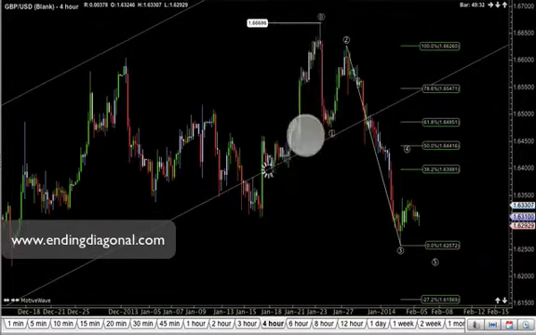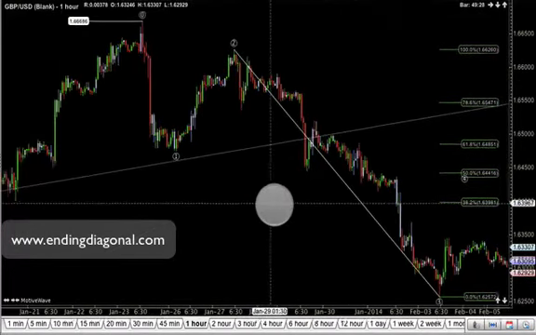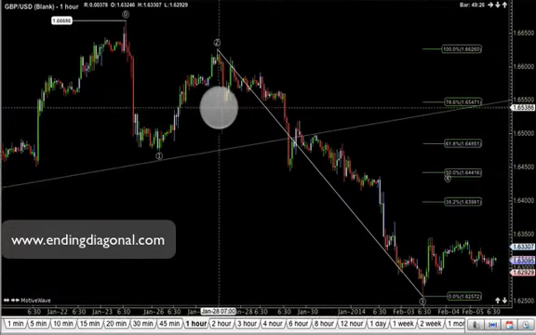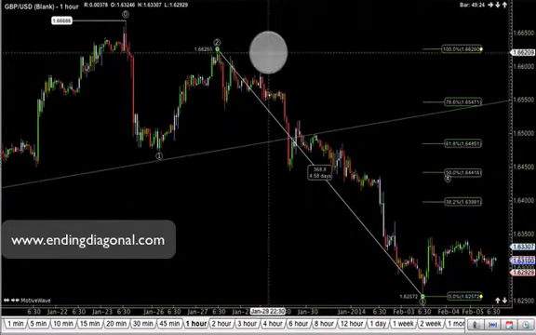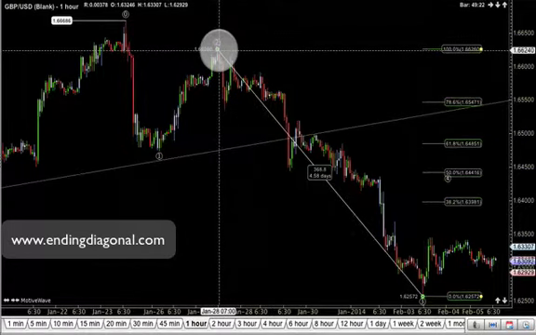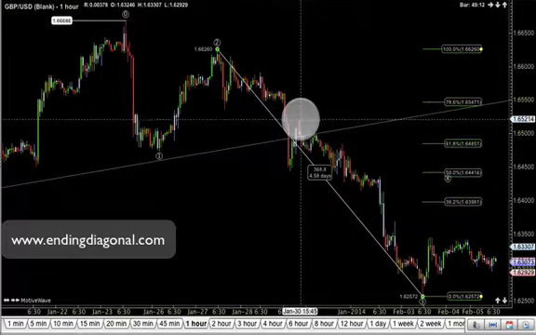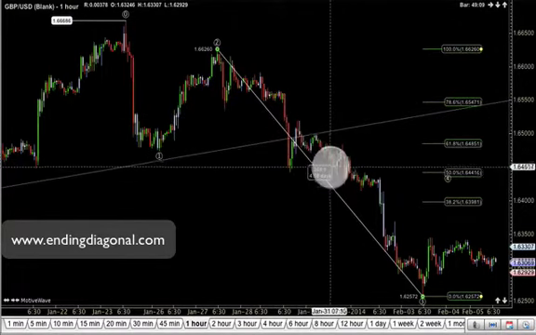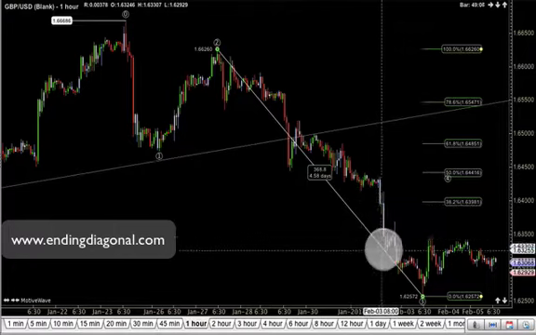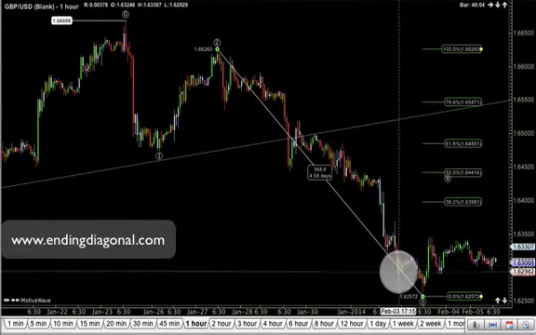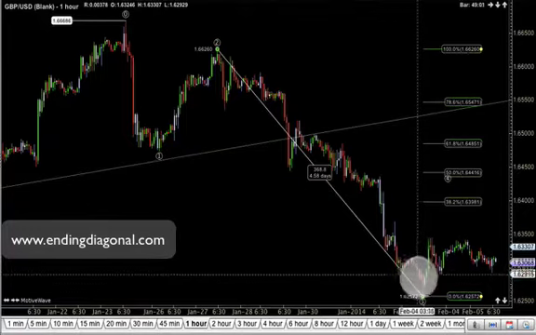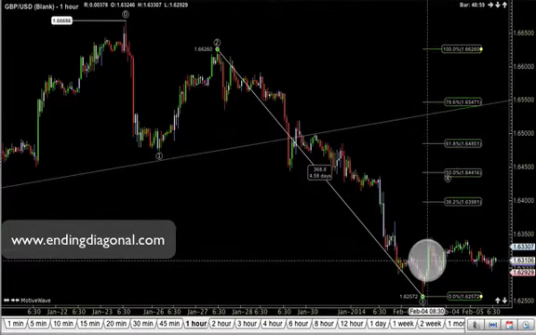The reason why we say that wave 3 is probably complete is if we look at the 1 hour chart for the wave 3, we see wave 3 subdivided into 9 waves. 1, 2, 3, 4, 5, 6, 7, 8, and 9.